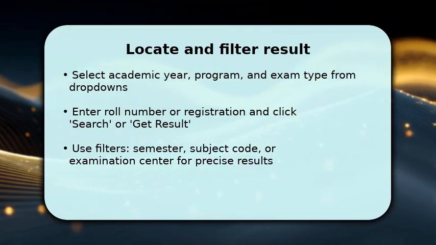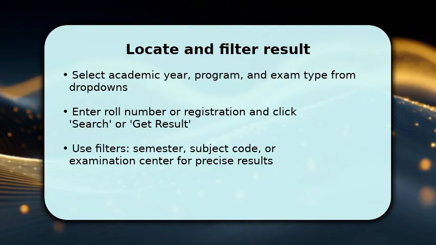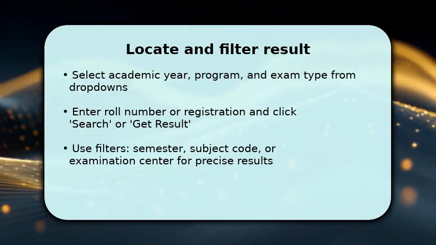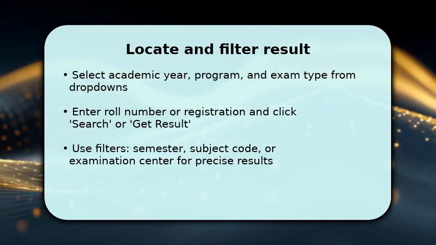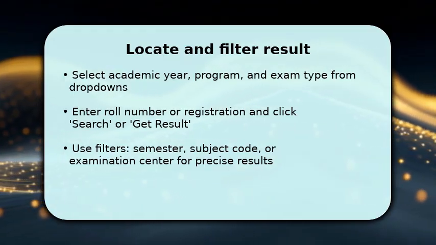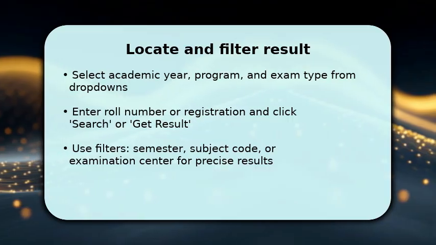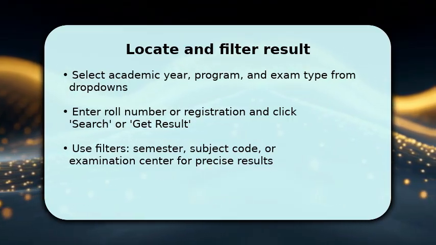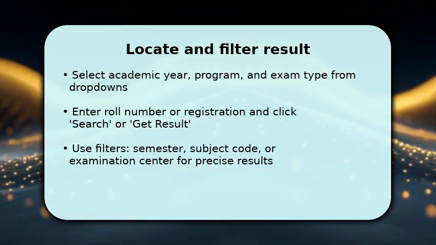Next, enter your roll number or registration ID and press search. The system compiles marks by semester and subject, so make sure you pick the correct semester to avoid mismatches. If results don't appear, recheck the registration format and use leading zeros as shown on your admit card.